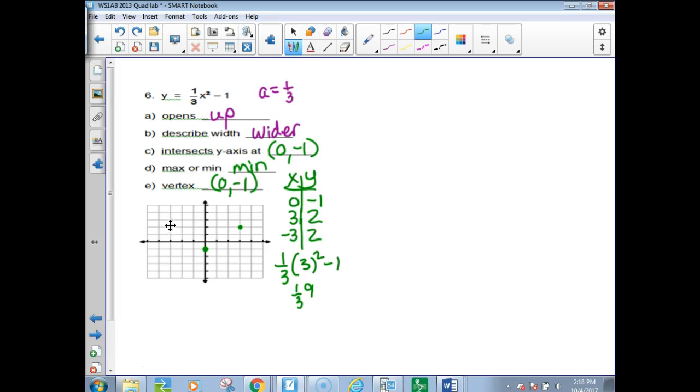Okay, so that'd be 1/3 of 9, which is 3. 3 minus 1 is 2. So 3, 2, and then if 3, 2 is on there, what's the other one? -3, 2. Now that's not going to work. It's the same when we get to where we're graphing ones that have shifted around, and I'll show you that shortly. Okay, so there's that one.